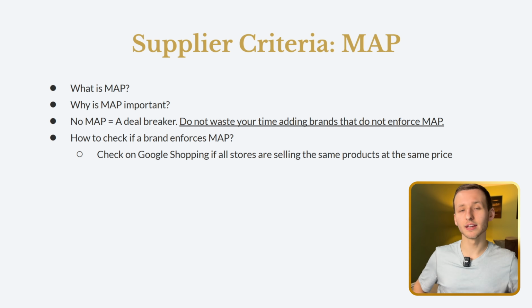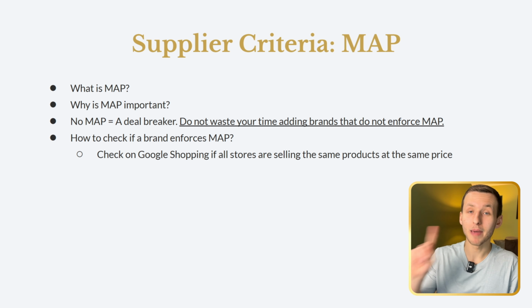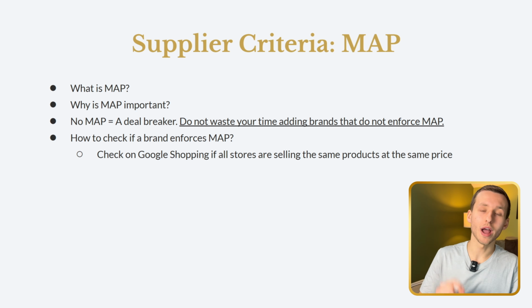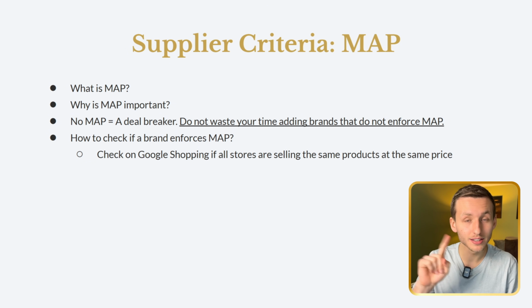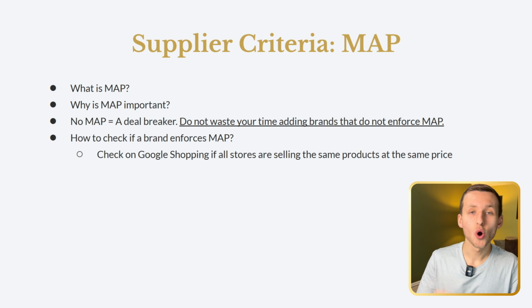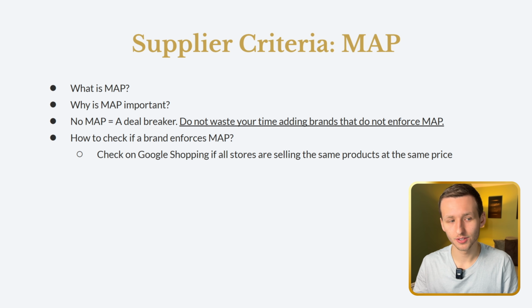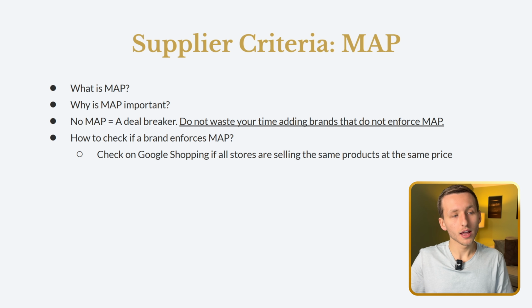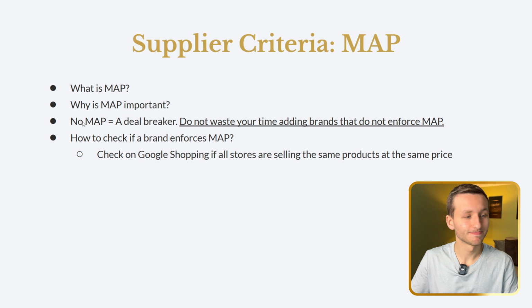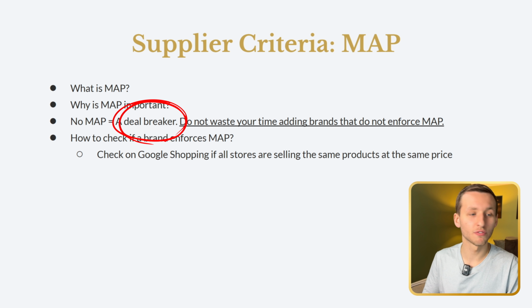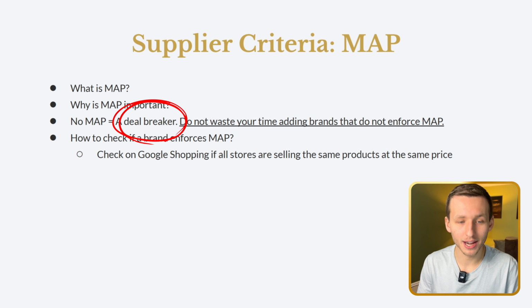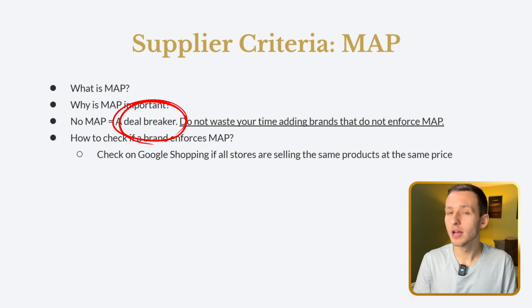MAP keeps a level playing field among competitors, and it's may the best man win, whoever provides the better customer service and knowledge to the customer. Okay? Not who has the better price, who has the better knowledge and service. Okay? So if a supplier has no MAP, it's a deal breaker. I do not work with suppliers that do not enforce MAP. Do not waste your time adding brands that do not enforce MAP, period.